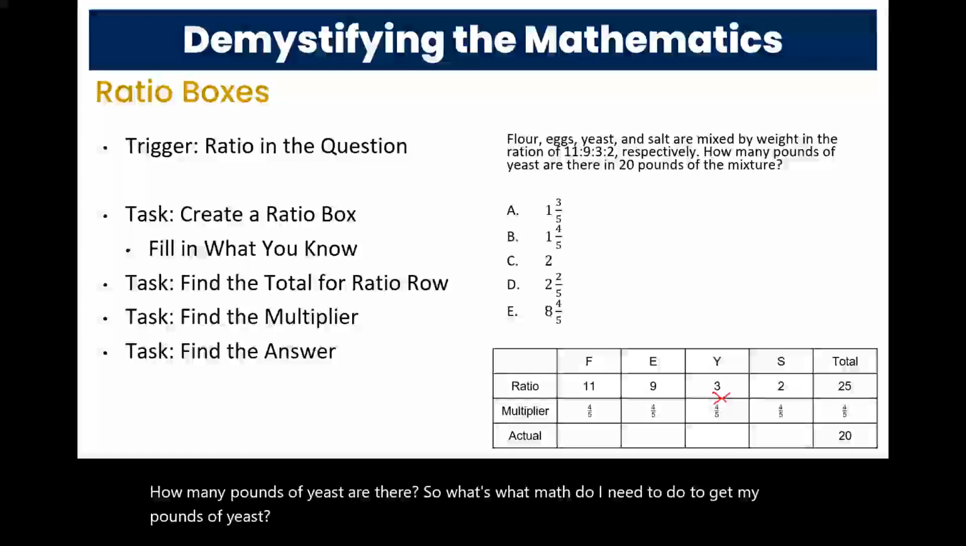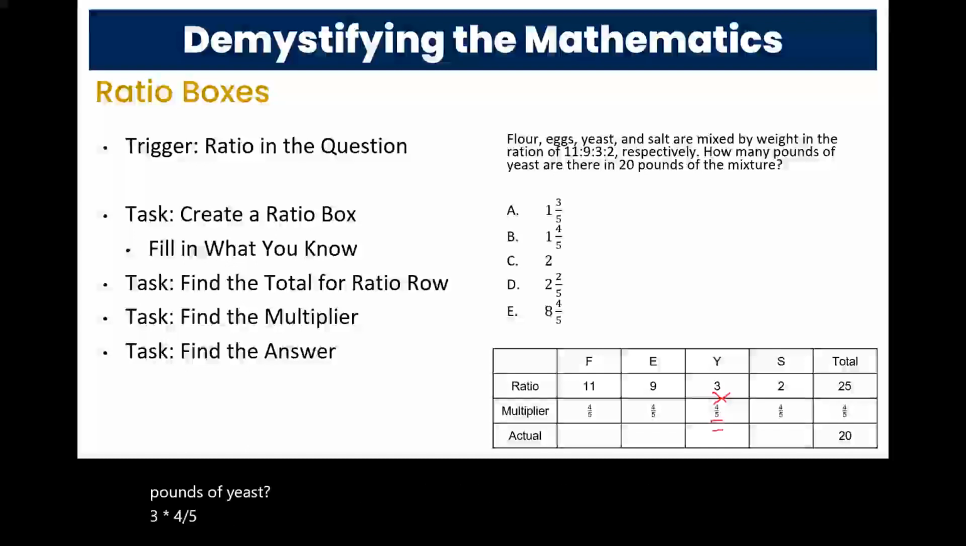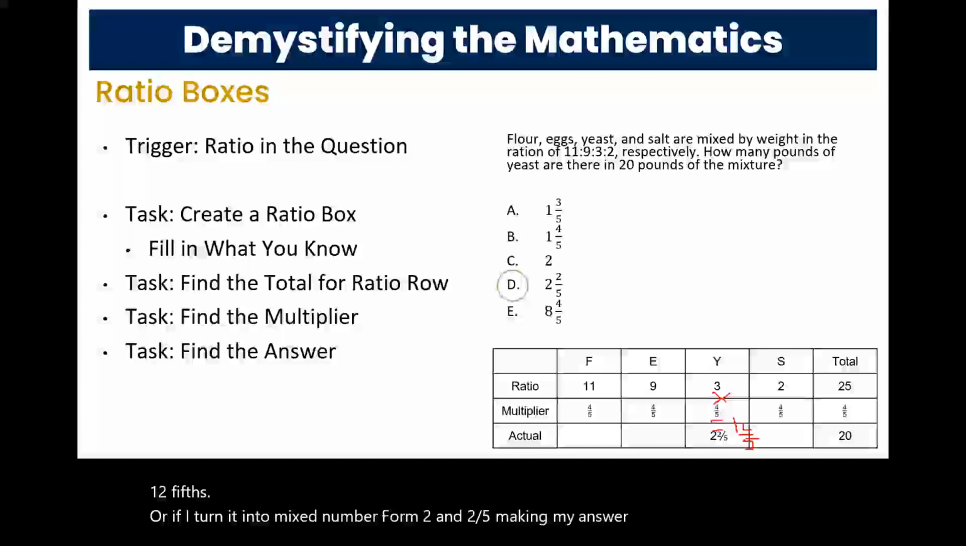Three times 4/5 equals, and what is that going to equal? 12/5. Or if I turn it into mixed number form, 2 2/5, making my answer choice D.